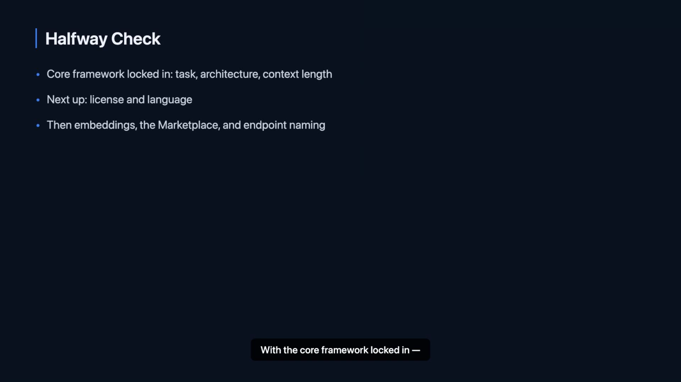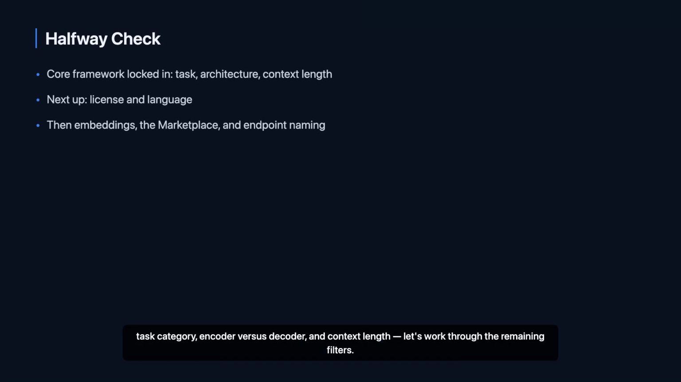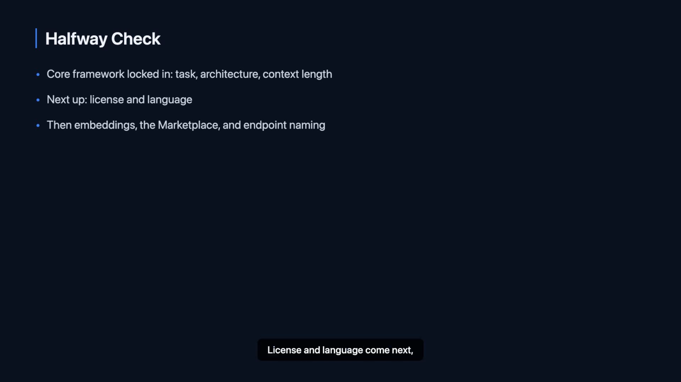With the core framework locked in, task category, encoder versus decoder, and context length, let's work through the remaining filters. License and language come next, then we'll cover embeddings, the marketplace, and the endpoint names you'll actually call.